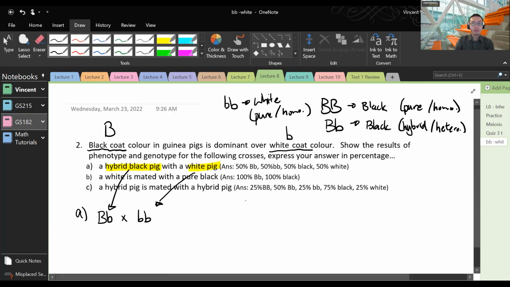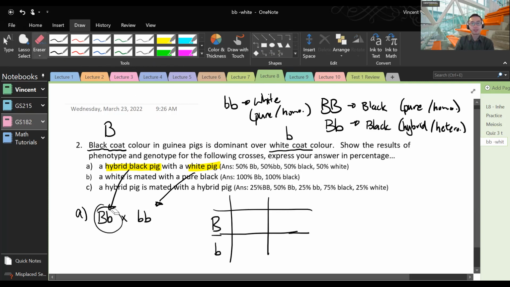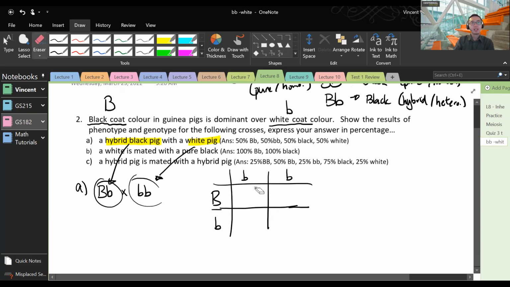So we're going to do a Punnett square. This pig is going to produce big B and small b gametes. Let's say this is the male pig. I don't know what you call a male pig. Half of the sperm would contain the big B and the other half would contain the small b. And the mommy pig is going to have small b or small b, no difference. So if these gametes come together, you're going to get big B, small b, big B, small b, small b, small b, small b, small b.